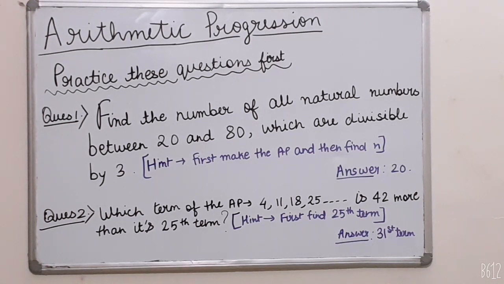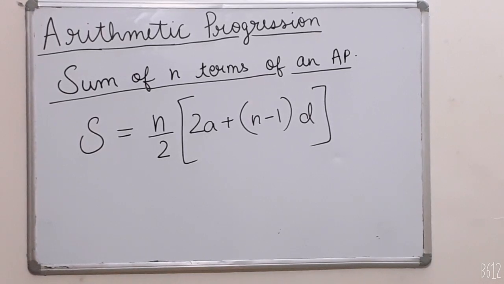If you can't attempt these questions after that also, then go down to the link. I have given the solutions to these questions in that link. I hope you all have done those 2 questions I have given in the video. So let's move further: how to take out the sum of n terms of an AP.